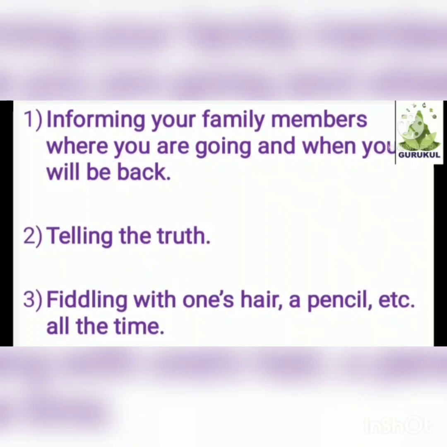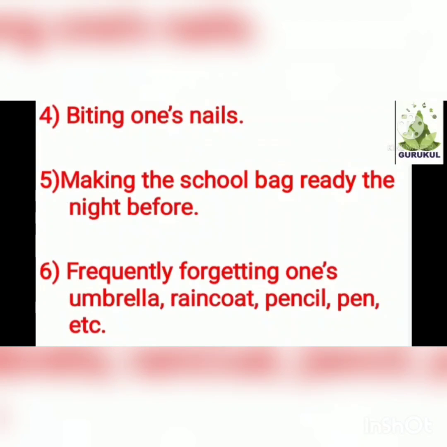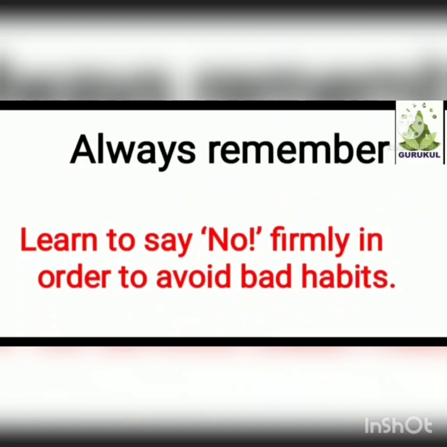Okay. Second one, telling the truth. Then third one, fiddling with one's hair, a pencil, etc. all the time. Fourth one, biting one's nails. Fifth one, making the school bag ready the night before. Sixth one, frequently forgetting one's umbrella, raincoat, pencil, pen, etc. And last one, putting a limit on TV time and sticking to it. Okay. So from all this you have to distribute them into good, bad and pointless habits. Okay. So always remember, learn to say no firmly in order to avoid bad habits.